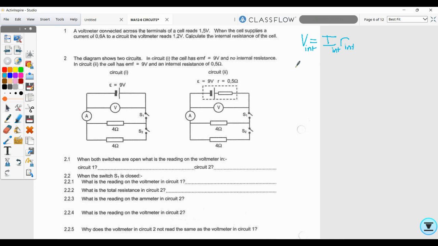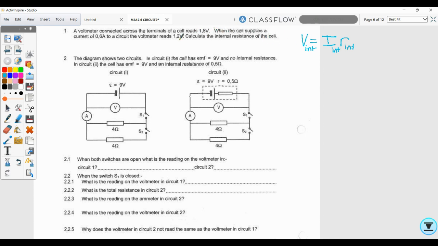Ohm's law works. That's Ohm's law. Voltage and current are directly proportional. Okay, you can always use it, but only if it's for the same things. So you can't use internal voltage and internal current with external resistance. That's not going to work. So now we need to think, what is the internal voltage?